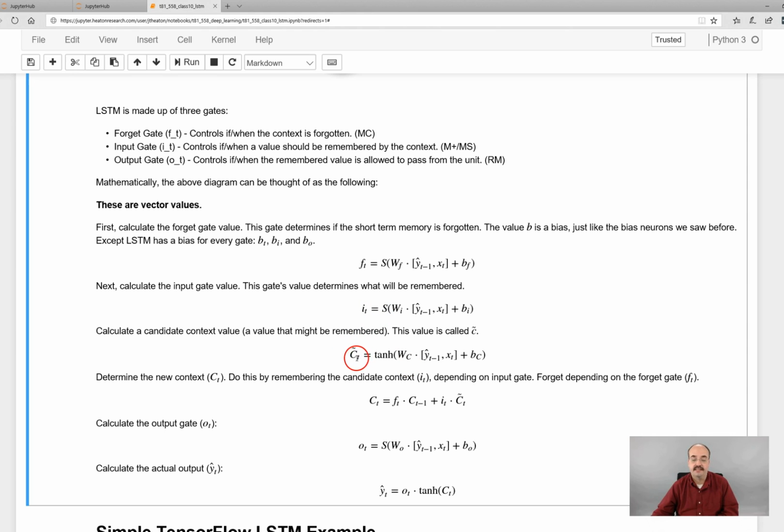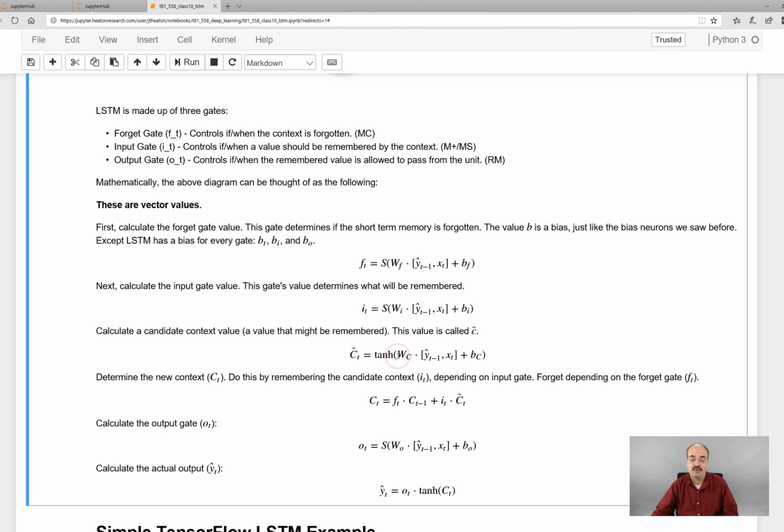C is your context. C with the little tilde above it just means your candidate context. Now, context is the value that it's remembering. The value that it's remembering is the output from the neuron. The output from the neuron can be -1 to 1. You can't use a sigmoid for that because -1 to 1, it's going to clip off half the values, anything below 0. So that's why we use a hyperbolic tangent, because the hyperbolic tangent can flow between -1 and 1. So we've got the fuller range of values that we can deal with.